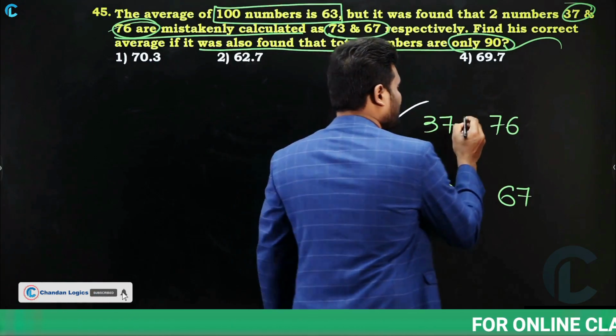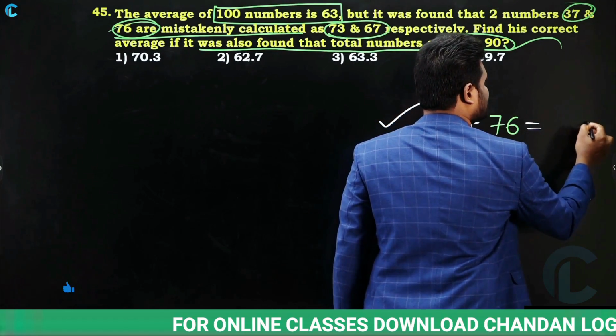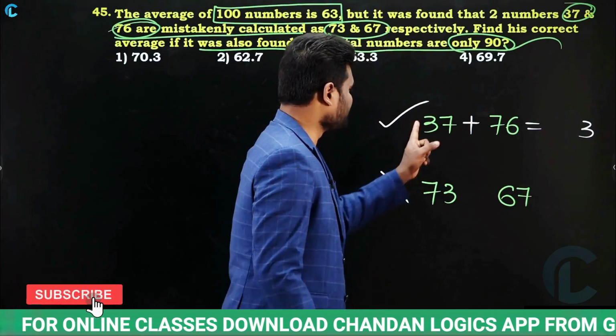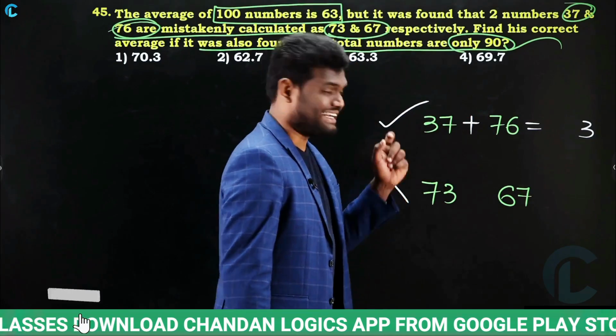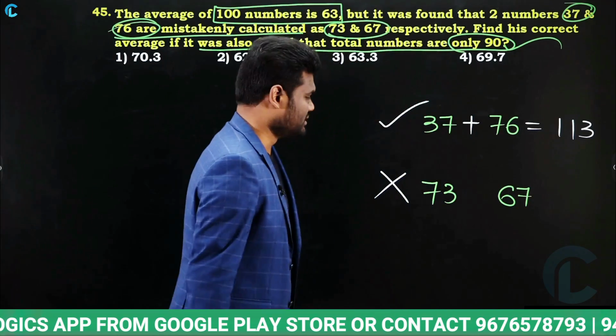Okay, just add them. When you are going to add them, 7 plus 6 is nothing but 13. So 1 carry. 3 plus 7 is nothing but 10. 10 plus 1 is nothing but 11. Now this is going to be 113.